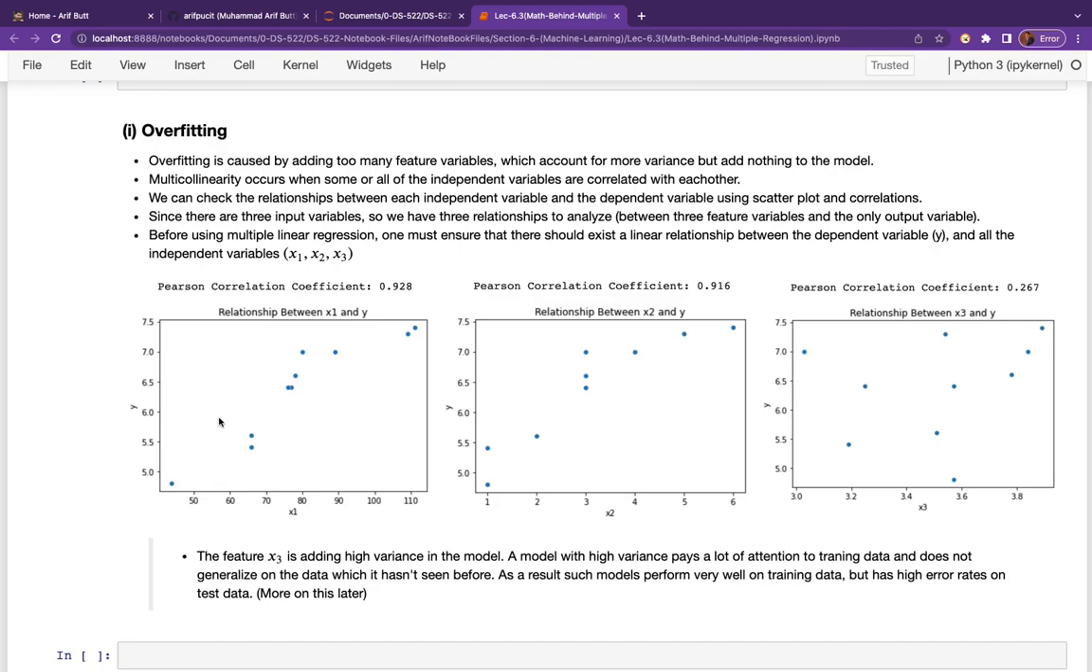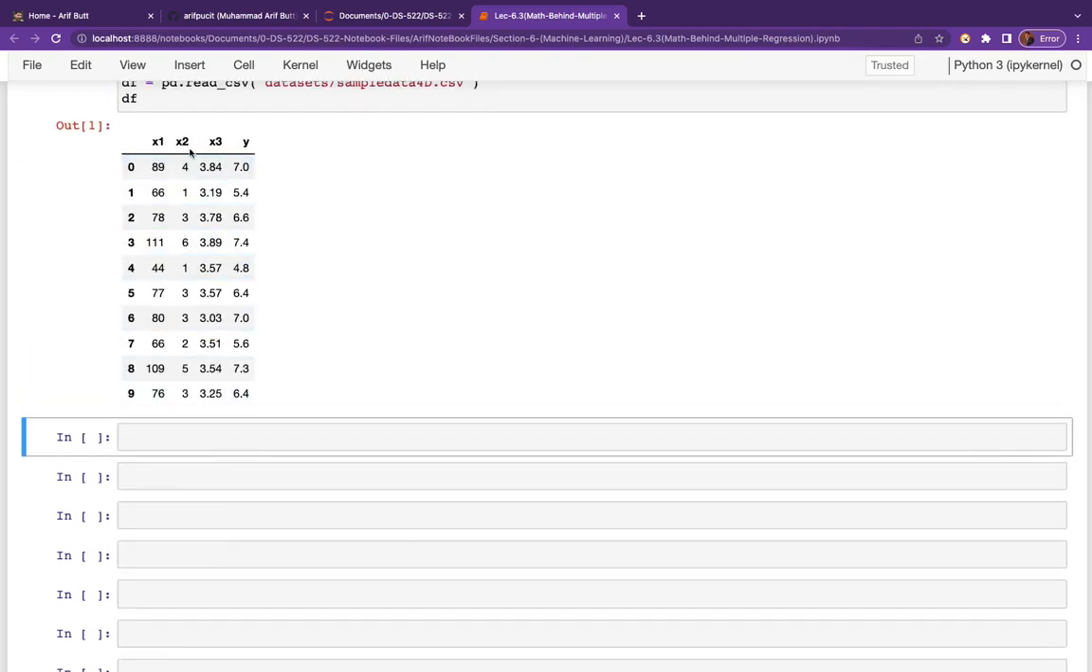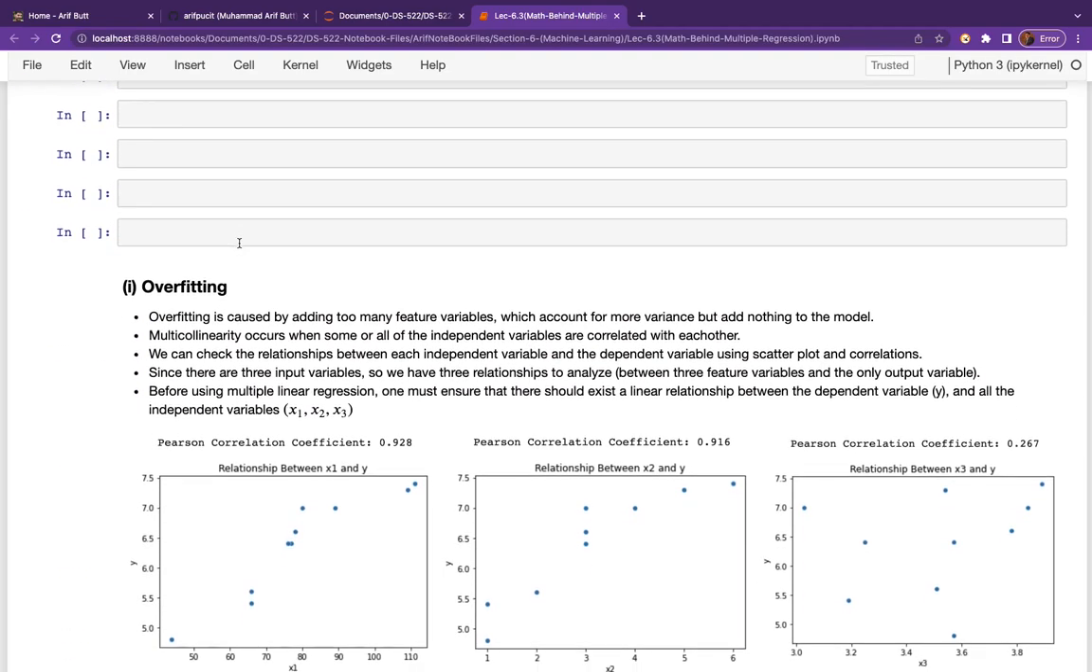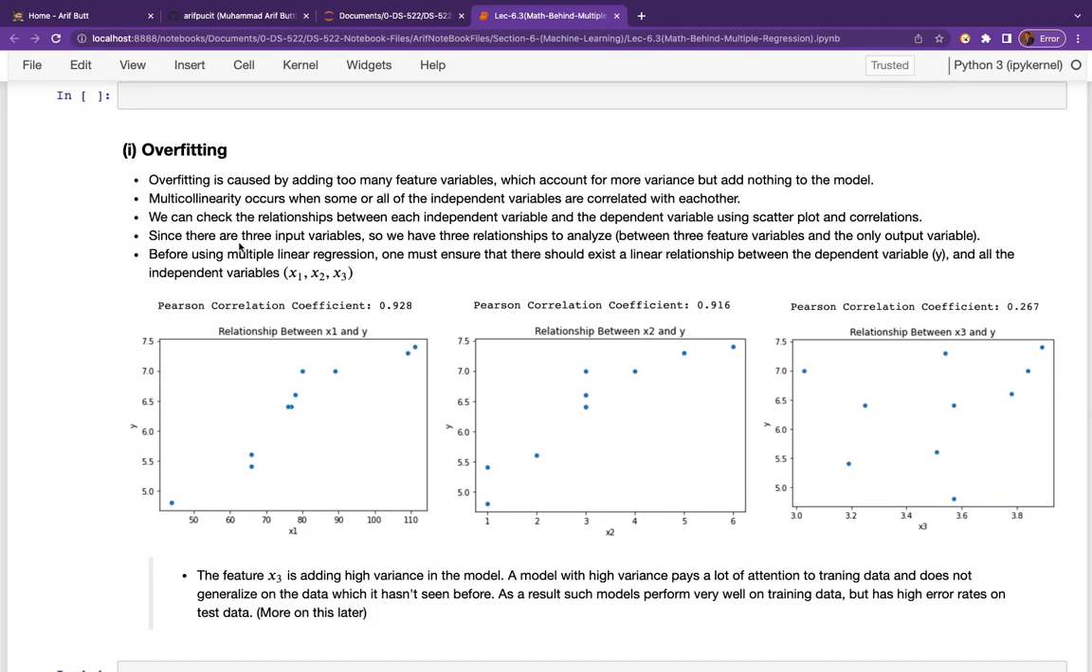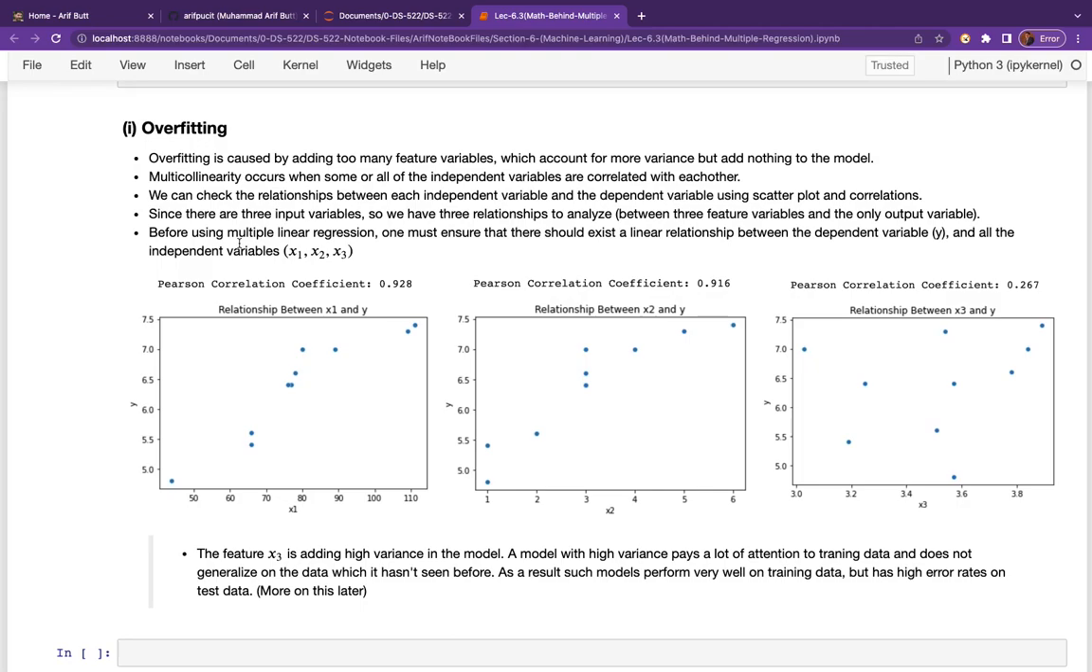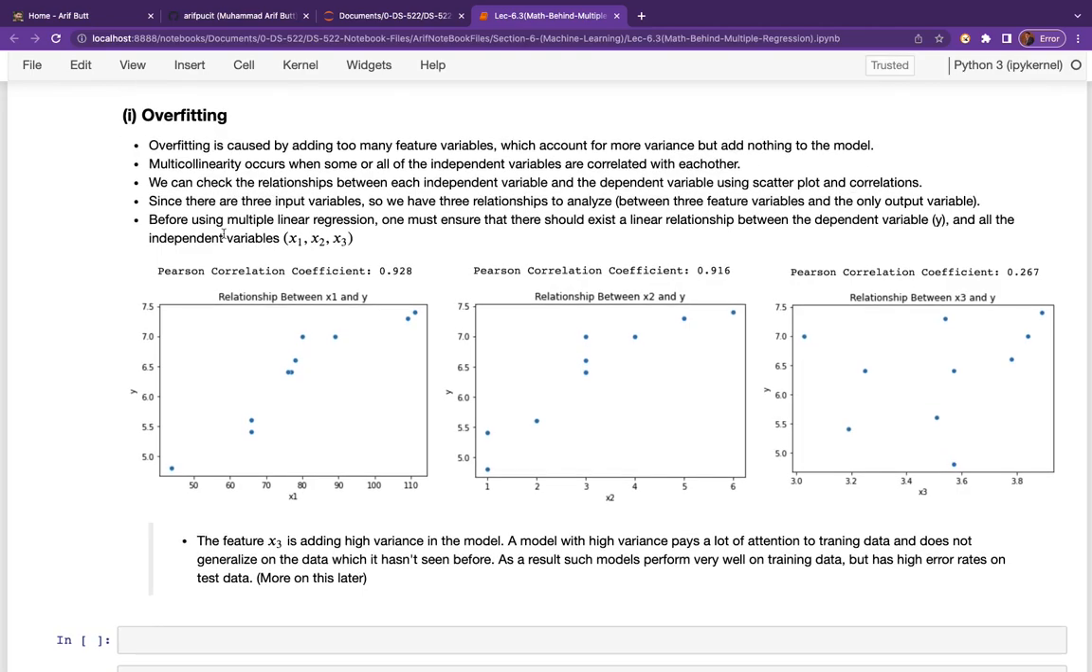So in order to decide whether to keep a feature variable in your dataset or not, you need to check the relationship between each feature variable and the output variable. This can, of course, be done by calculating the Pearson correlation coefficient as well as by drawing the scatter plot between each feature variable and the output variable. I have done it over here on this dataset. You can observe that x1 and x2 both have a strong linear relationship with y.